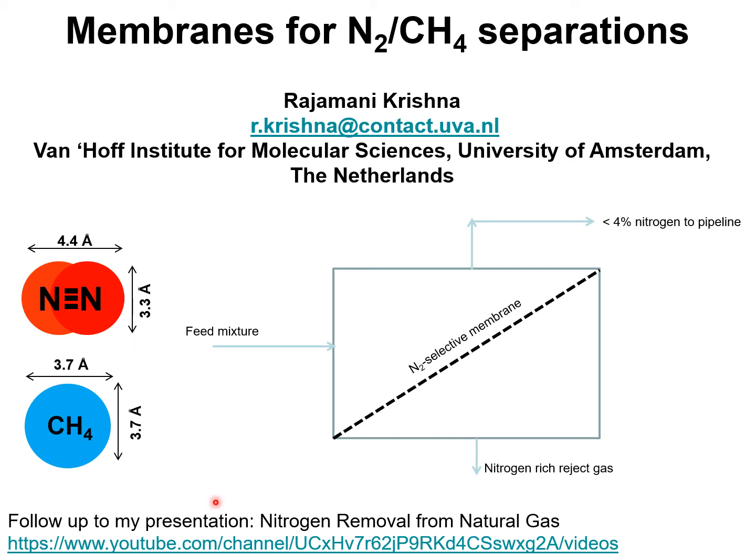This is a follow-up to my presentation, nitrogen removal from natural gas, on my YouTube channel. In my previous presentation, I had discussed the use of barium ETS4 as adsorbent in a PSA scheme for nitrogen removal from natural gas streams in remote locations in order to meet the pipeline specifications.